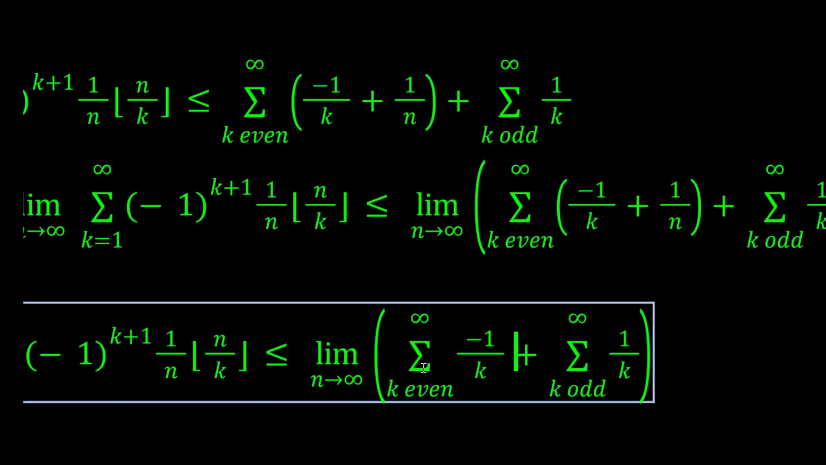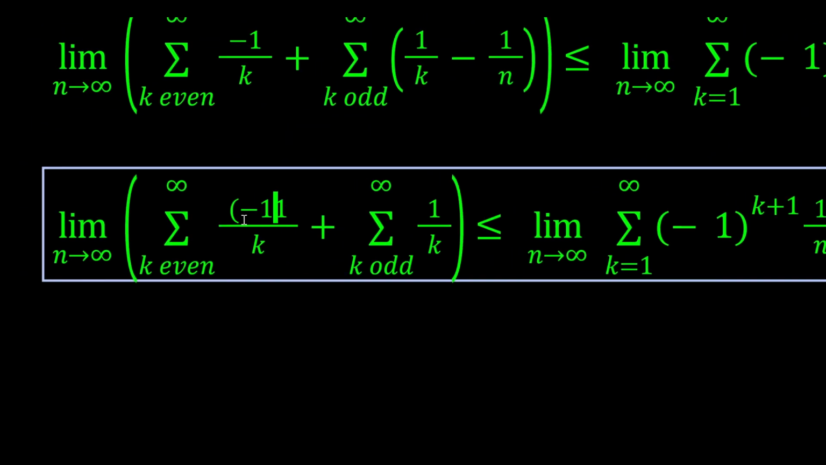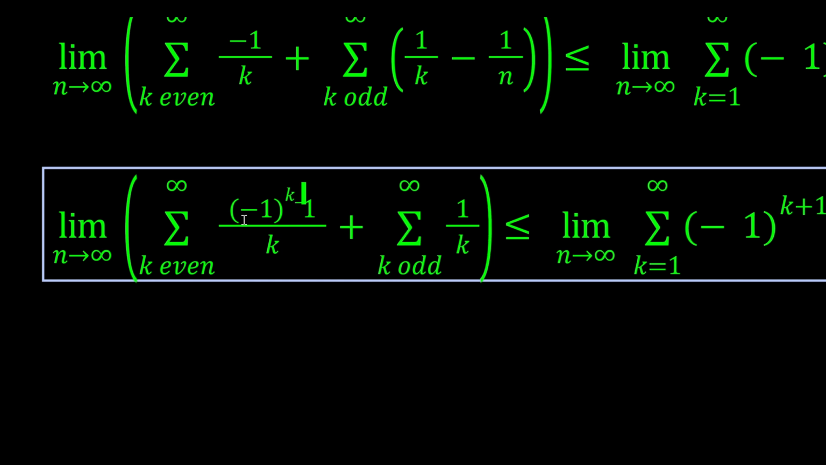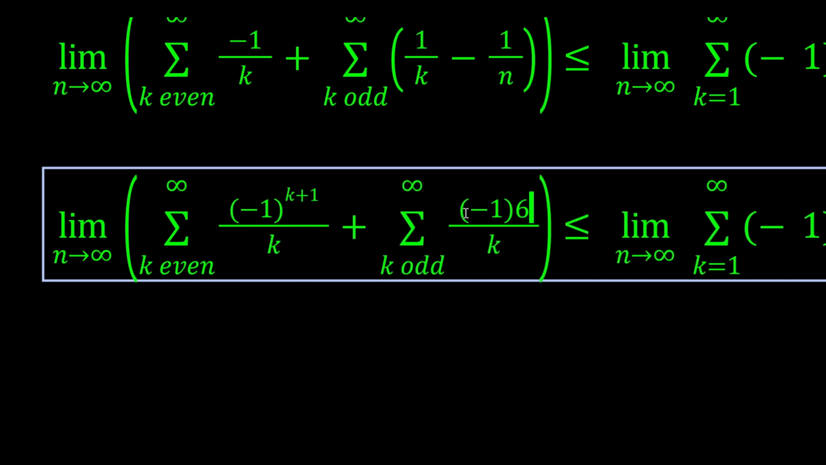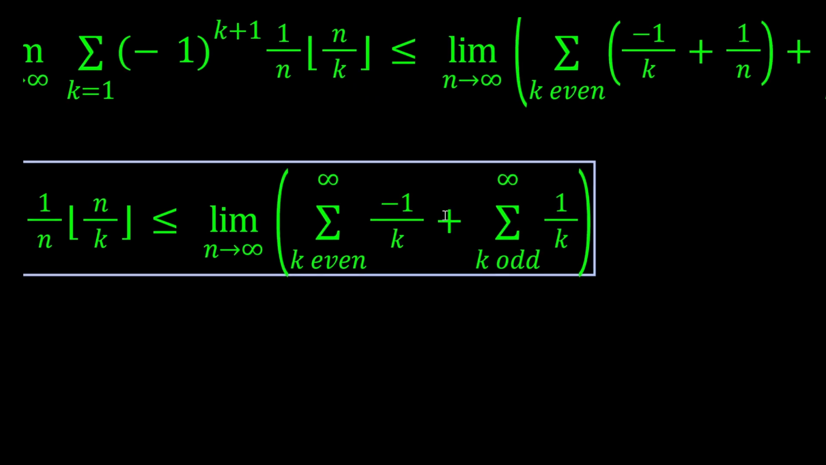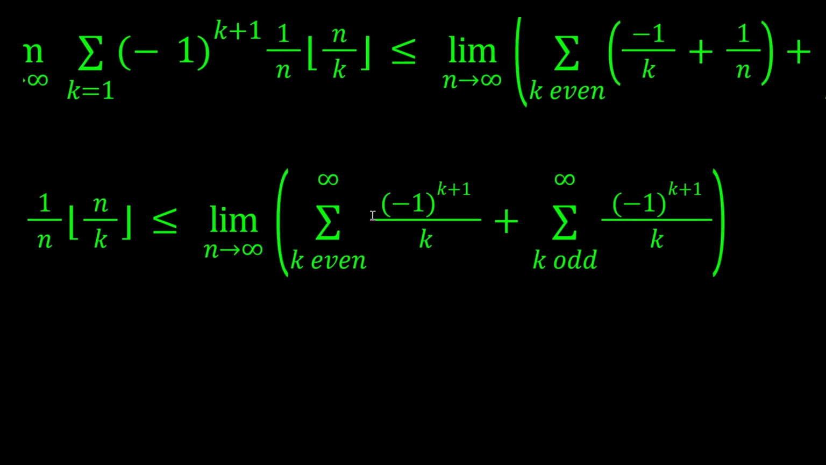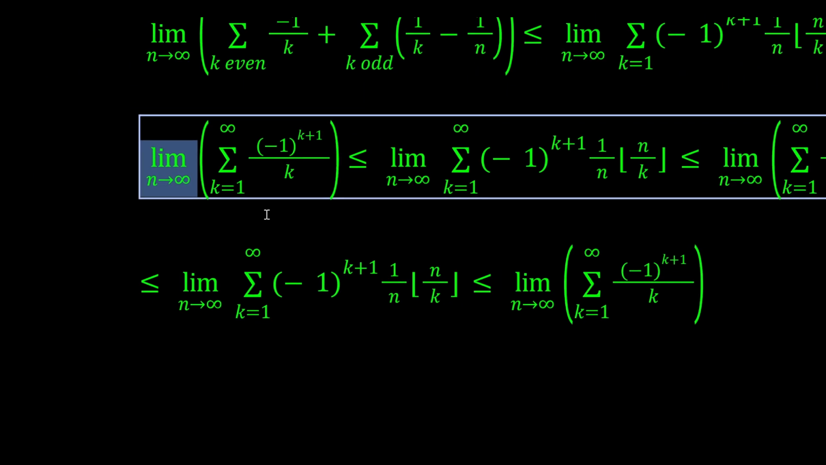We have 1 on n. As n goes to infinity, that goes to 0. So let's write these as minus 1 to the k plus 1. For k odd, remember, that's just 1. For k even, that's minus 1. Anyway, so now we can combine these two into one summation. We can do a similar thing on this side. It'll just be the same sum, actually. Good. Now, because these sums are constants with respect to n, we don't need the limit anymore.